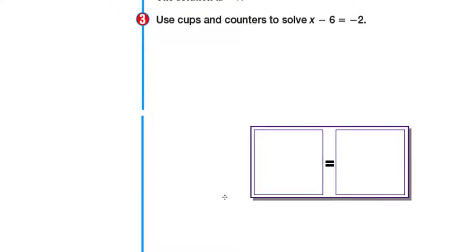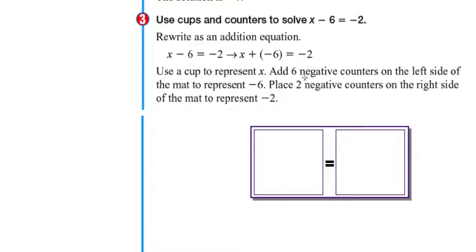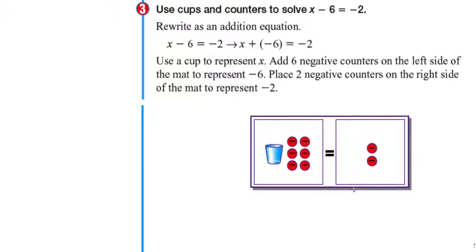Use cups and counters to solve x minus 6 equals negative 2. So first, rewrite as an addition equation. Again, when we're subtracting, we're adding its opposite. So we're basically adding the opposite of 6, which is negative 6. So x minus 6 equals negative 2 is the same as x plus negative 6 equals negative 2. So use a cup to represent x, add 6 negative counters on the left side of the mat to represent negative 6, as what you have here. Okay, and then place 2 negative counters on the right side of the mat to represent negative 2.